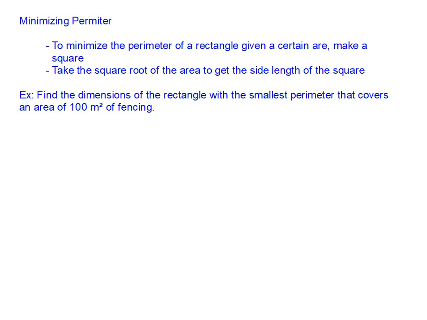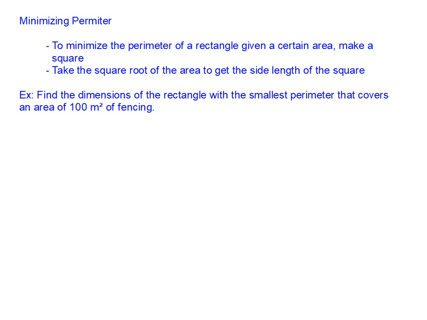Oh, sorry, another typo here. If we want to minimize the perimeter with a certain area, again, we still make it a square, but now we have to actually take the square root. So I want to show you why that is, and we'll just talk through this. Find the dimensions of the rectangle with the smallest perimeter that covers an area of 100 meters squared.